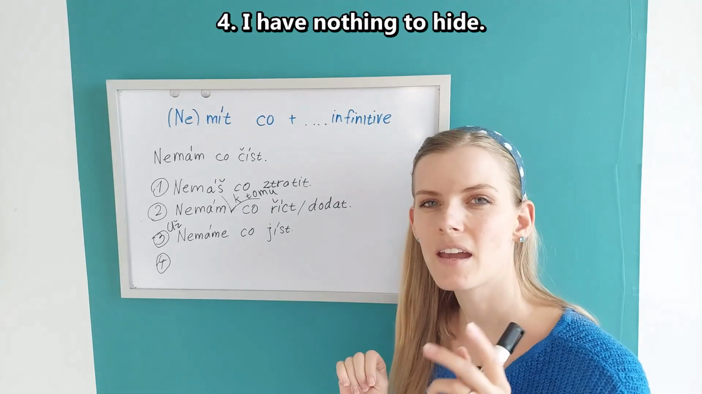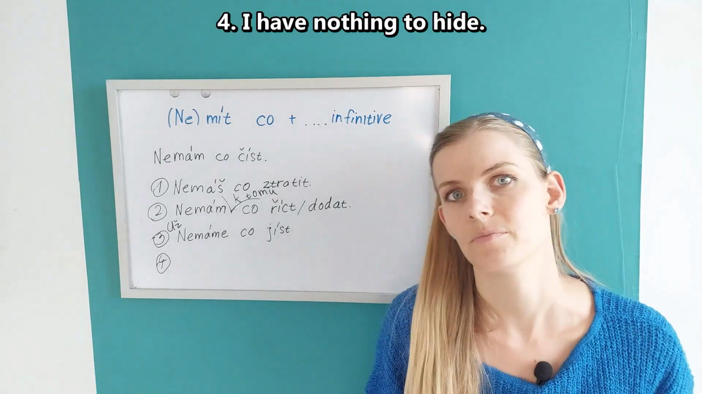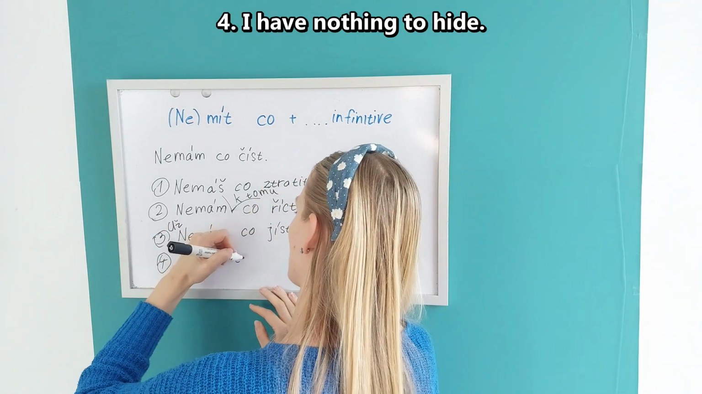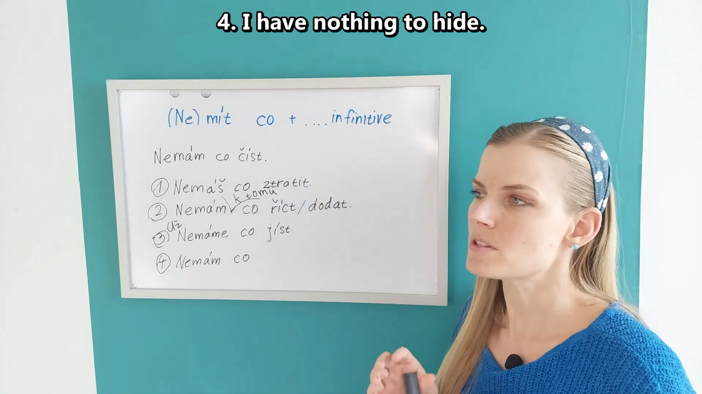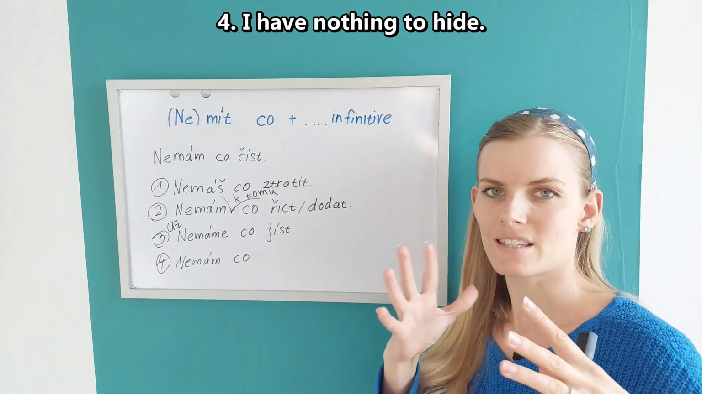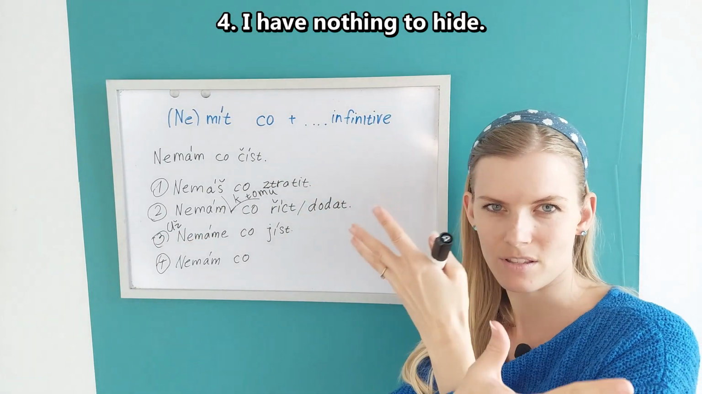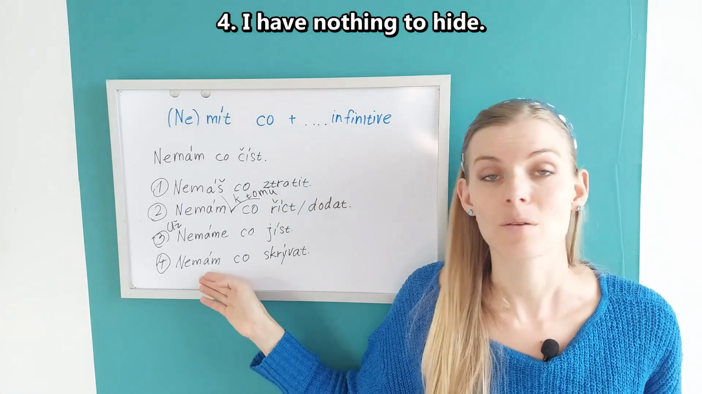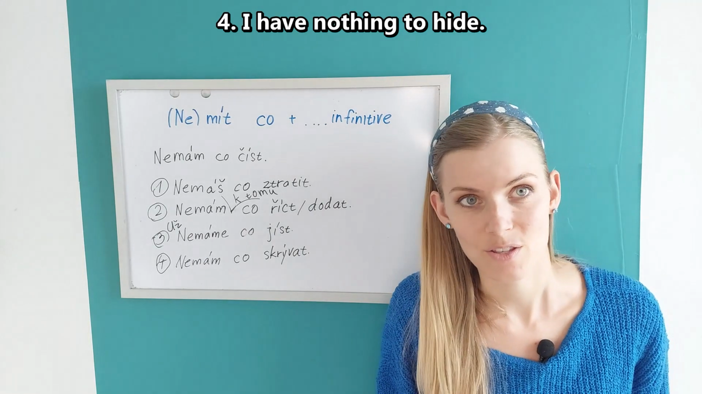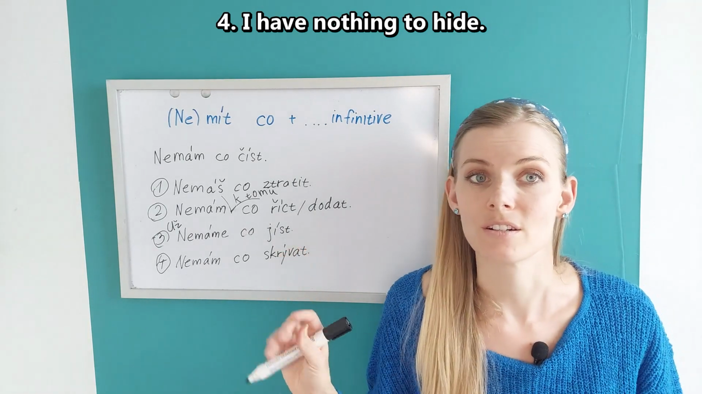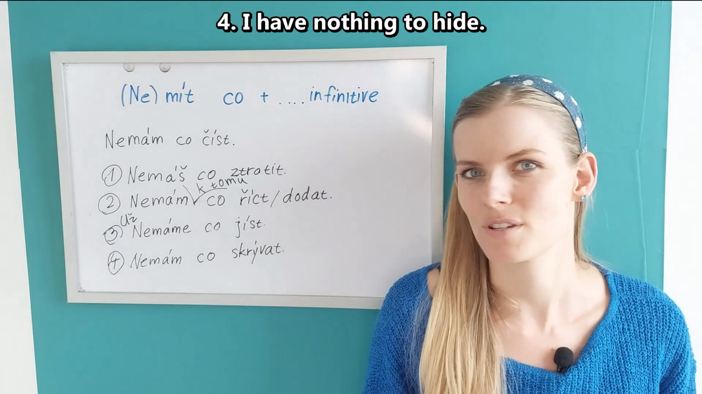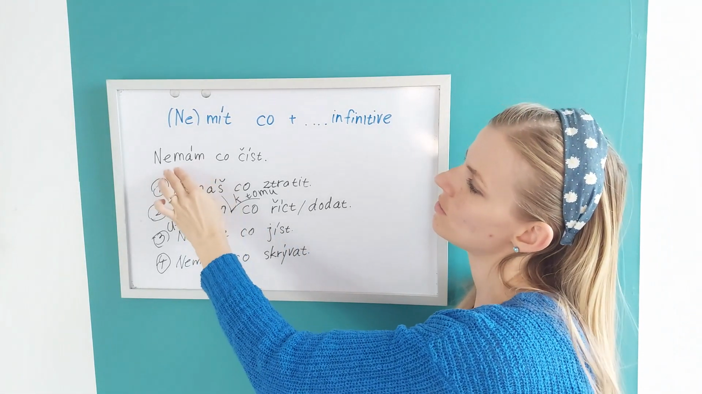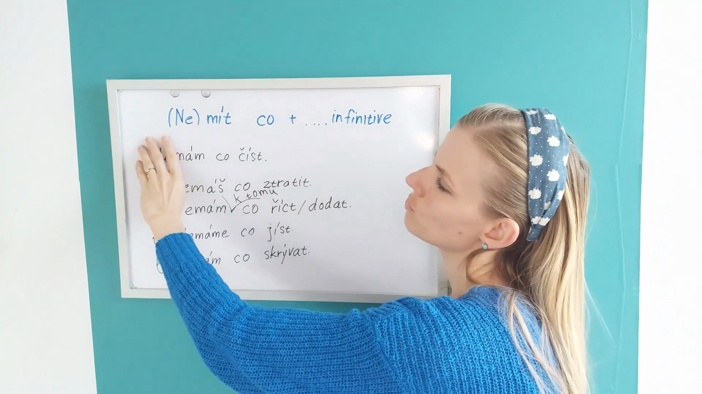Číslo 4. I have nothing to hide. Nemám. What else? Co, obviously. Now, how do you say hide? This specific phrase would go with skrývat, like to cover something, to hide something. Nemám co skrývat. Nemám co skrývat. This is a phrase that you say when your conscience is clear. You have nothing to hide. Nemám co skrývat.